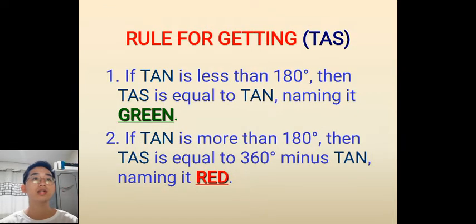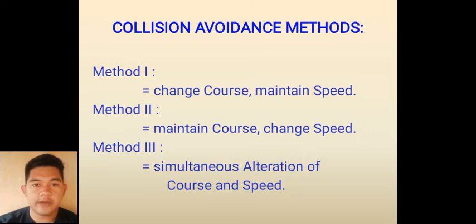Rule for getting TAS: if TAN is less than 180 degrees, then TAS is equal to TAN, naming it green. If TAN is more than 180 degrees, then TAS is equal to 360 degrees minus TAN, naming it red. Collision avoidance methods. Method 1 is change course, maintain speed. Method 2, maintain course, change speed. Method 3, simultaneous alteration of course and speed.